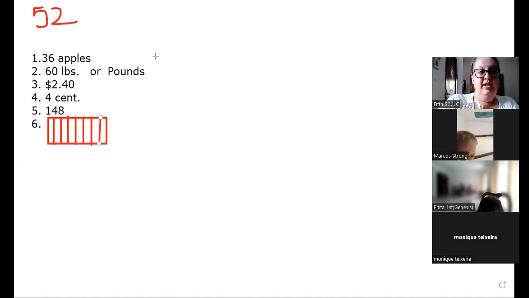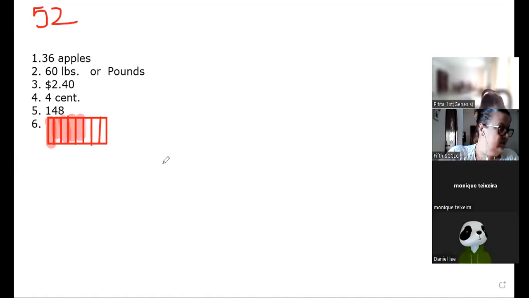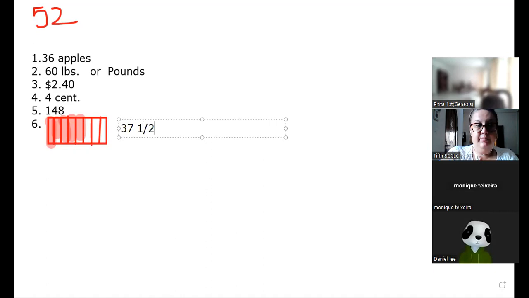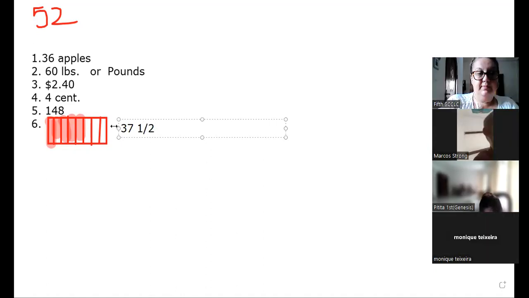And then you needed to shade all except for 3. 1, 2, 3, 4, 5. Okay, and then you should have written out 37.5%. Genesis? Did we have to draw the rectangle that way? No, it can be up and down or it can be sideways, but it needed to be 2 inches one way and 1 inch the other way. Okay, and you needed to have 37.5%.